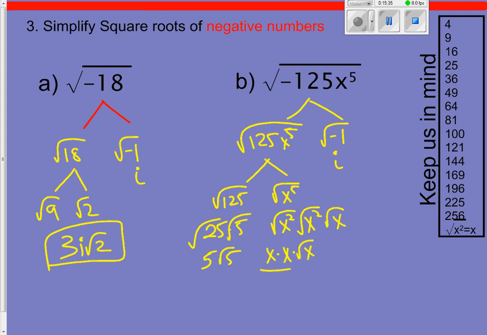So x times x is x squared. 5 is still over here, so 5x squared is going to be on the outside. I need to bring i outside. Then underneath, I'm going to have 5x. All right, that's not an easy problem. There's a lot of pieces to that. That one's easy to screw up, so be careful with ones like that.